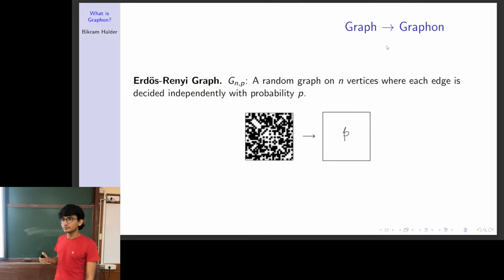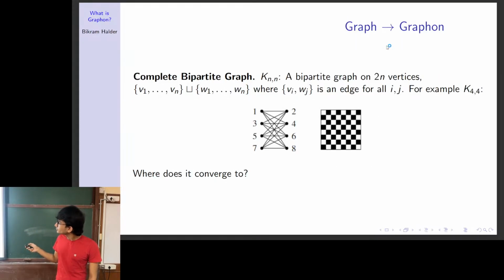Now let's look at some other example. Say you have an Erdős–Rényi graph. Then the entries of the adjacency matrix would be random with probability p. It can be shown that the sequence of graphons related to this actually goes to a constant graphon, whose value is p everywhere.